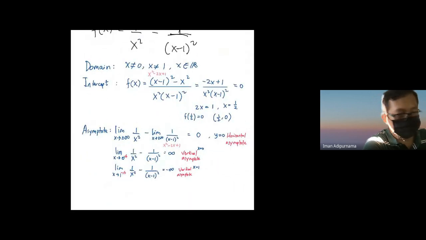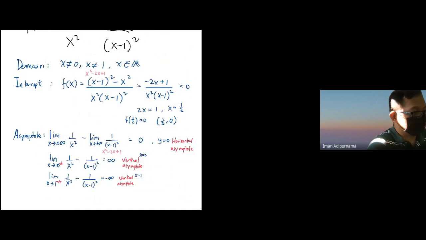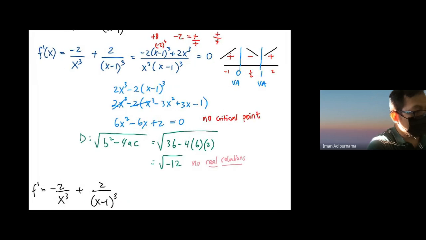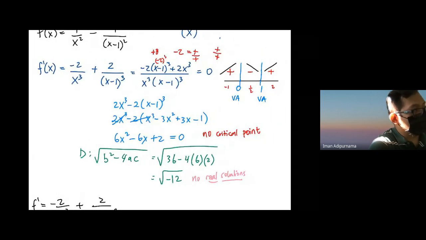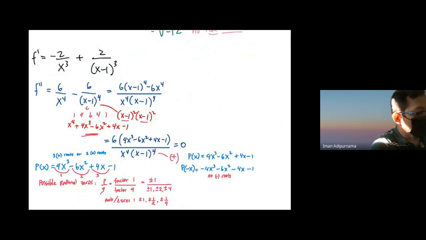Yeah, this is the beginning. Okay. The beginning: find the domain, find the intercept and asymptote. I think this is clear, not really that complicated. But when we reach the first derivative, we have difficulty because we find that there is no critical point. I think this is to show you that the critical point does not always show up. Sometimes the function doesn't have a critical point, and then we check the second derivative.